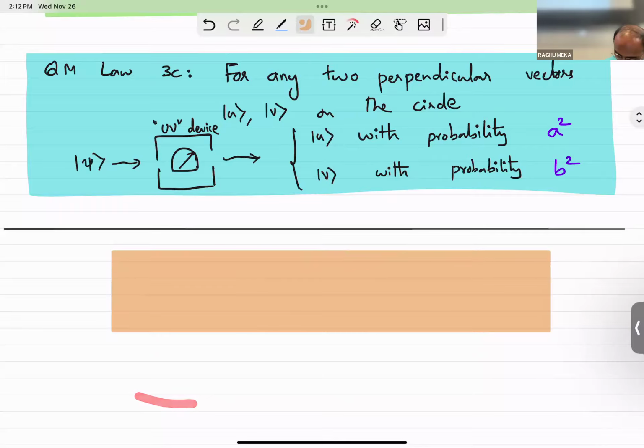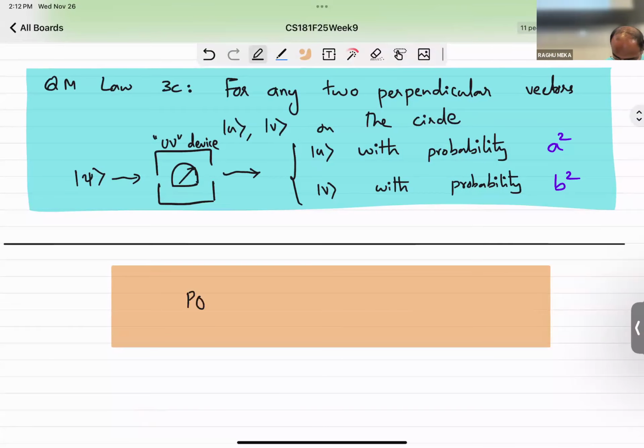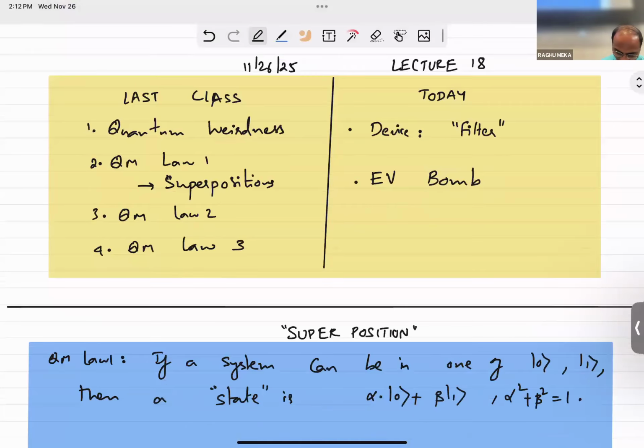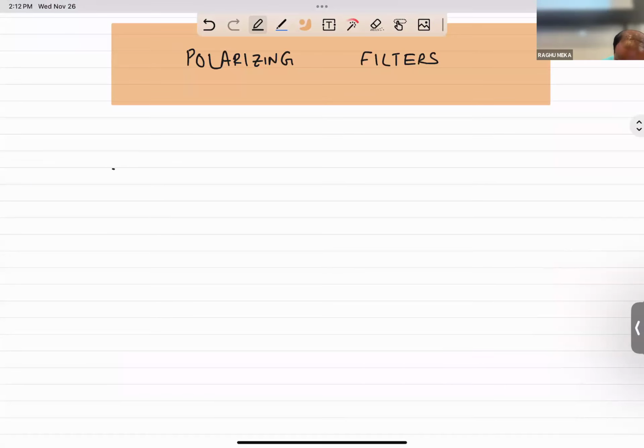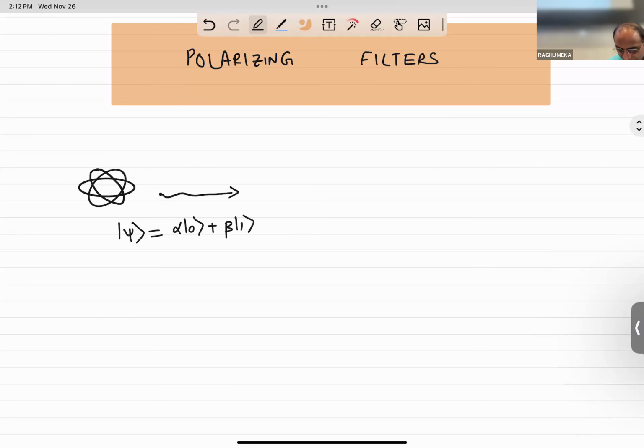So before going there, let me introduce a very sophisticated device, polarizing filters. So what's a polarizing filter? It's almost like a measurement device, but these are actually much easier to build. These are the ones that you can get in maybe a dollar store now. So let's say I have a state like this: a photon is in some state alpha times 0 plus beta times 1.